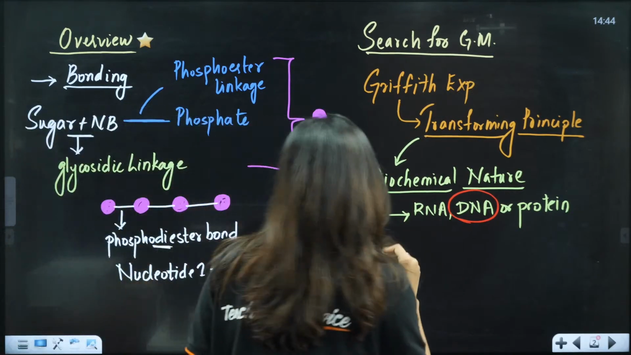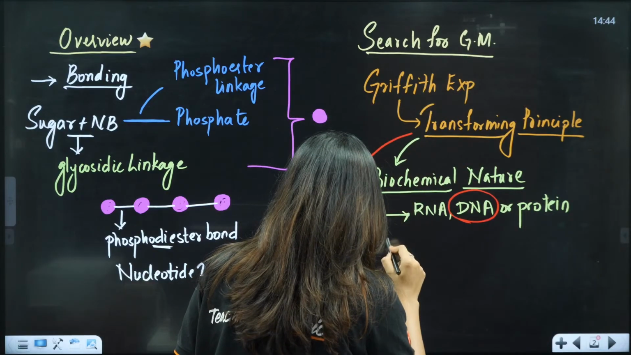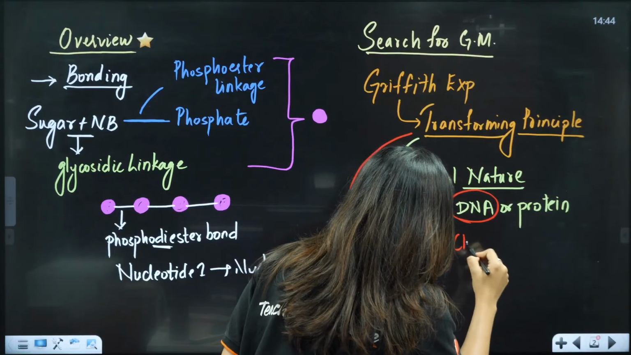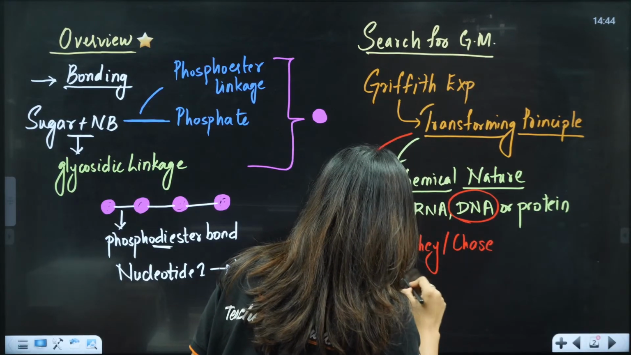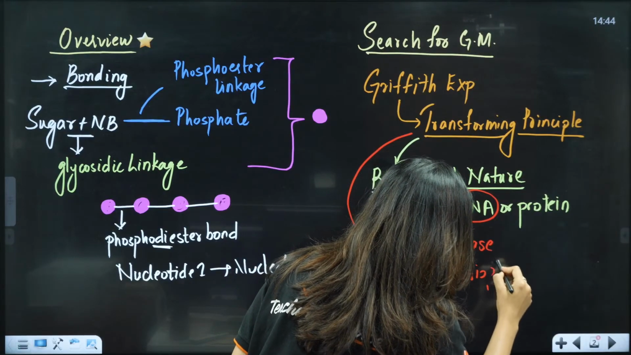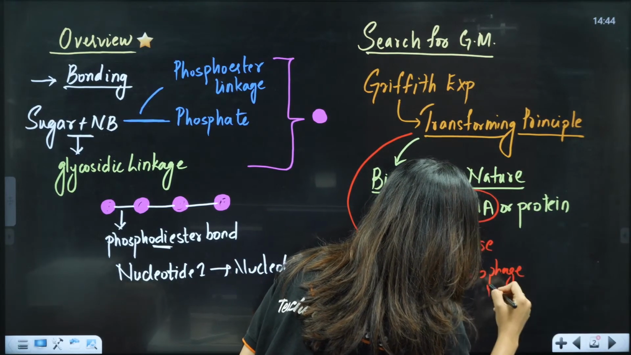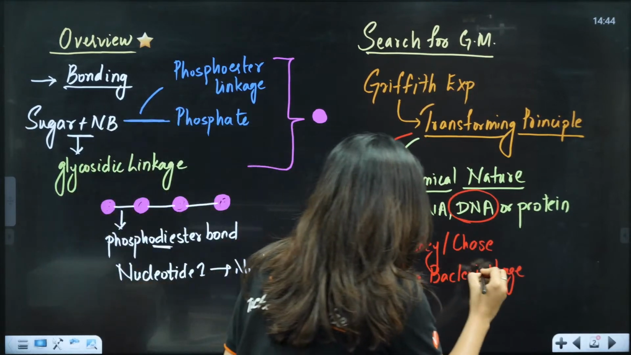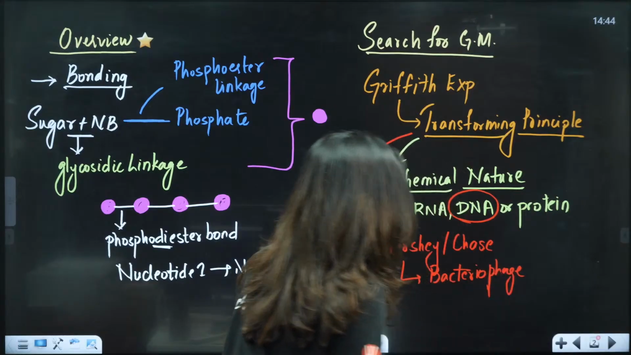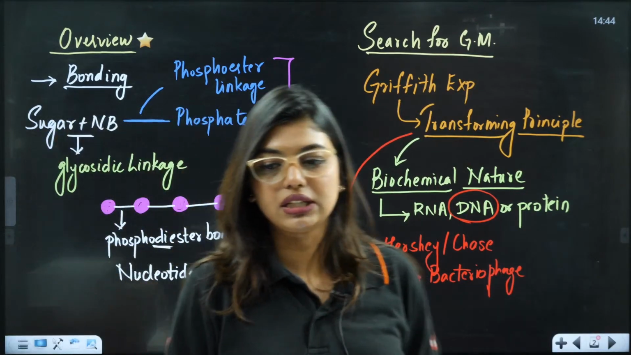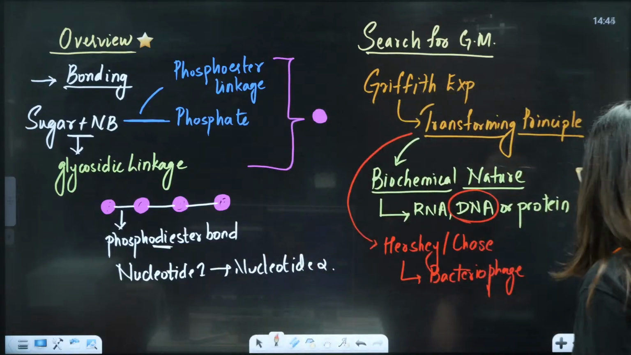Then came the Hershey and Chase experiment. In the experiment, the main hero was the bacteriophage, a virus that infects bacteria. The bacteria we took was E. coli. So they proved that DNA is the genetic material. Okay, done. So the overview is done.